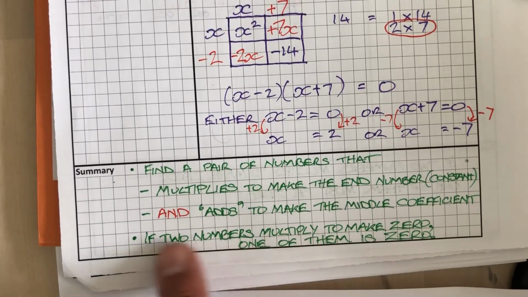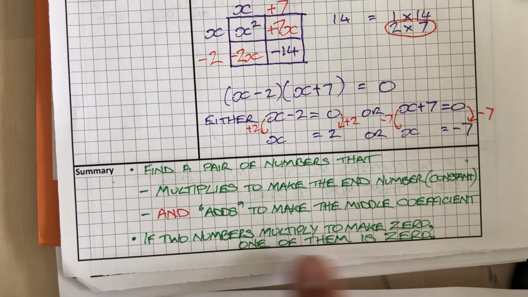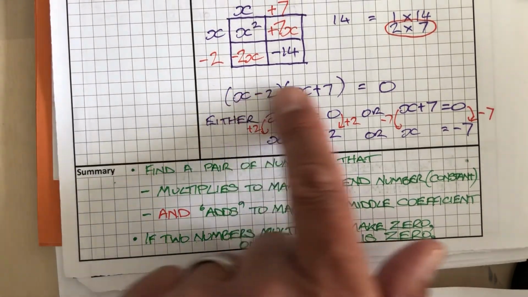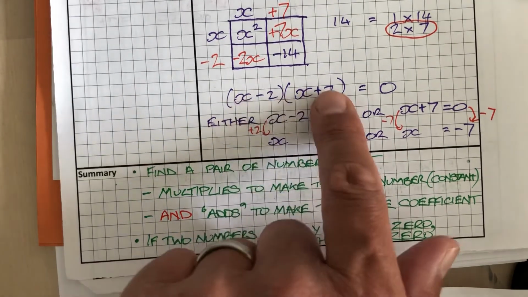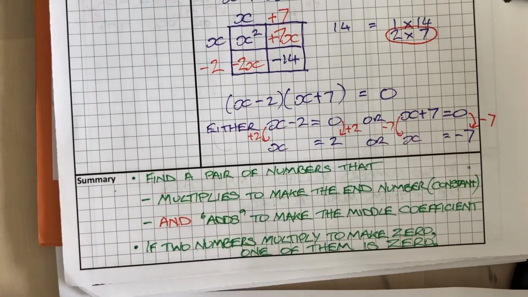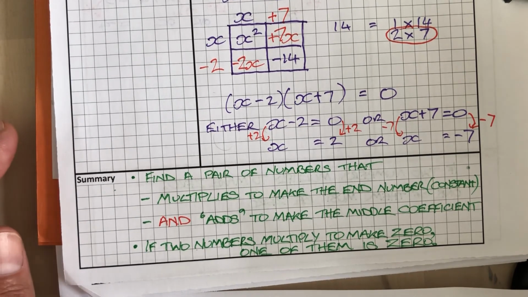And remember, if two numbers multiply to make 0, one of them is 0. So this, for me, is the magic step. Something times something is 0. One of them's got to be 0. It's like witchcraft. Right, there you go.